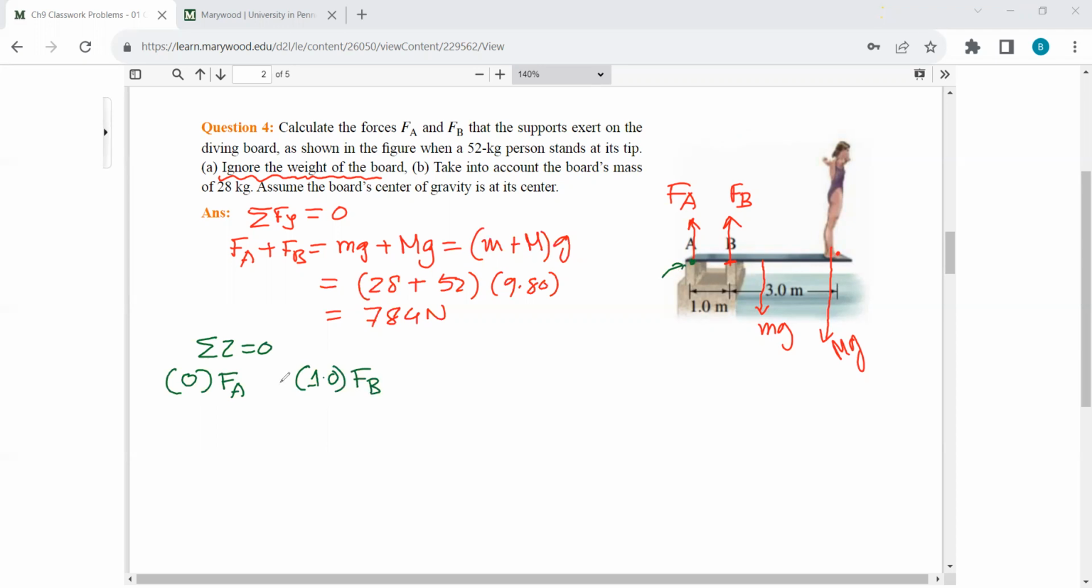Again, I intentionally did not write the sign here. And then for Mg, the lever arm is, so this is 1, and this is 3 meters, so altogether the board is 4 meters long, so the center of the 4 meters is at 2 meters. So the lever arm for the board is 2. You have to understand this, because many students make mistakes here. And the lady is at the end, so it is 4 meters.